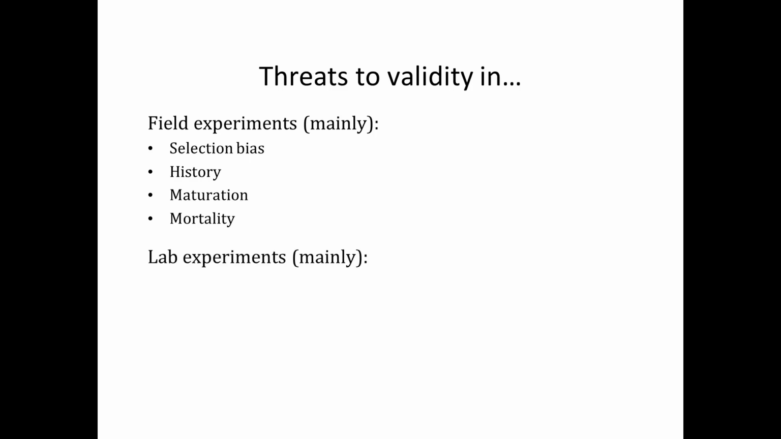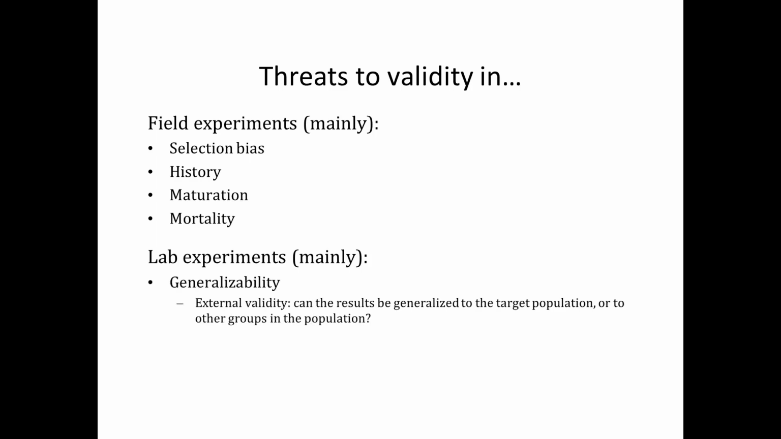The following threats are more likely to be an issue in lab experiments. Generalizability refers to external validity, that is, to the question, can the results be generalized to the target population or to other groups in the population? This is very often a concern with lab experiments, since subjects' responses in an artificial lab environment are quite likely to differ from those in a natural setting. Therefore, in a lab study, we have to try and make it as realistic as possible so that subjects believe it is a real setting and their responses are more natural.